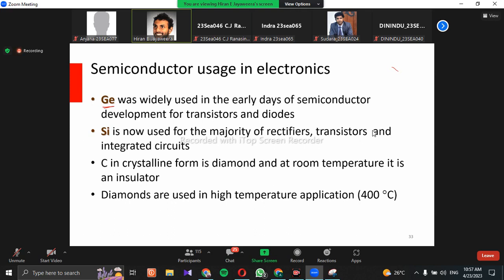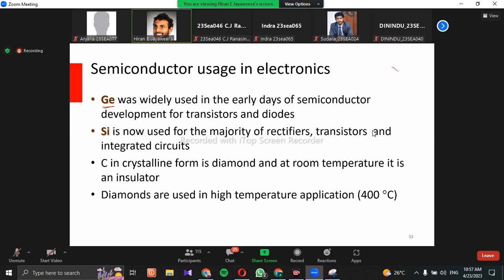Whatever material we use, we always use its crystalline form. Carbon stays in different forms. The crystalline form of carbon is what we call diamond. And you know the answer, diamonds are very expensive, and the packing fraction is very high. Therefore, diamond is not really a semiconductor. It is an insulator.